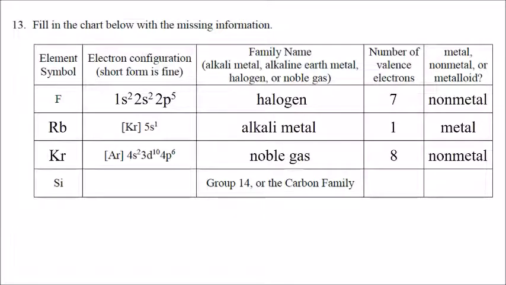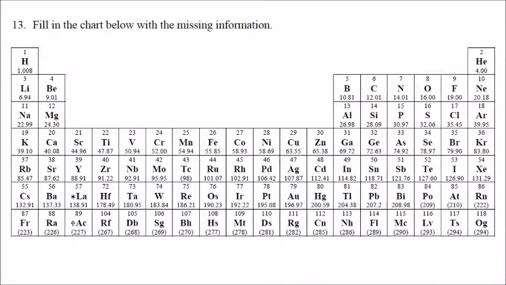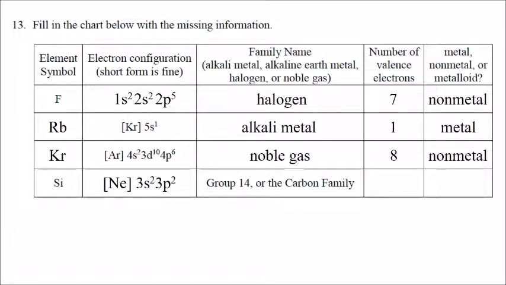Finally, silicon, which has 14 electrons. The configuration for silicon would be 1s2, 2s2, 2p6, or you could just write neon in brackets, and then followed by 3s2, and then finally 3p2. So that electron configuration for silicon, it has 4 valence electrons, and it is a semi-metal or a metalloid.